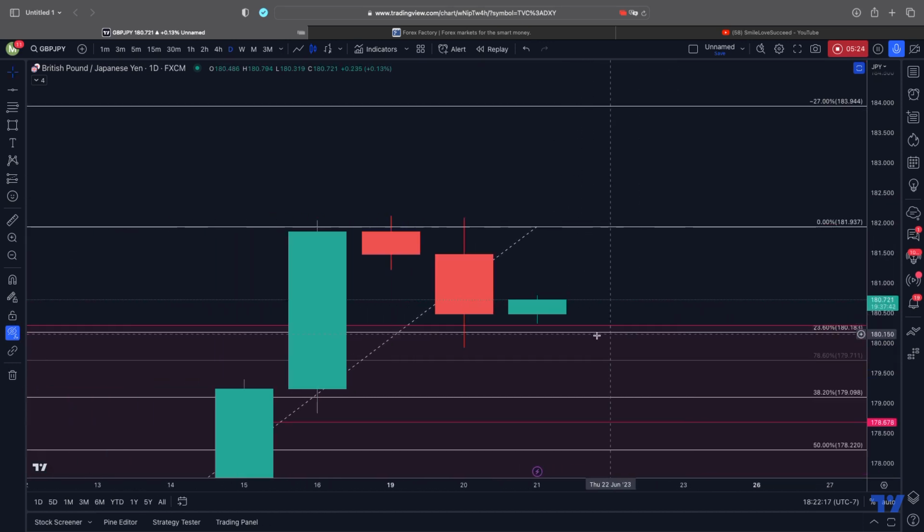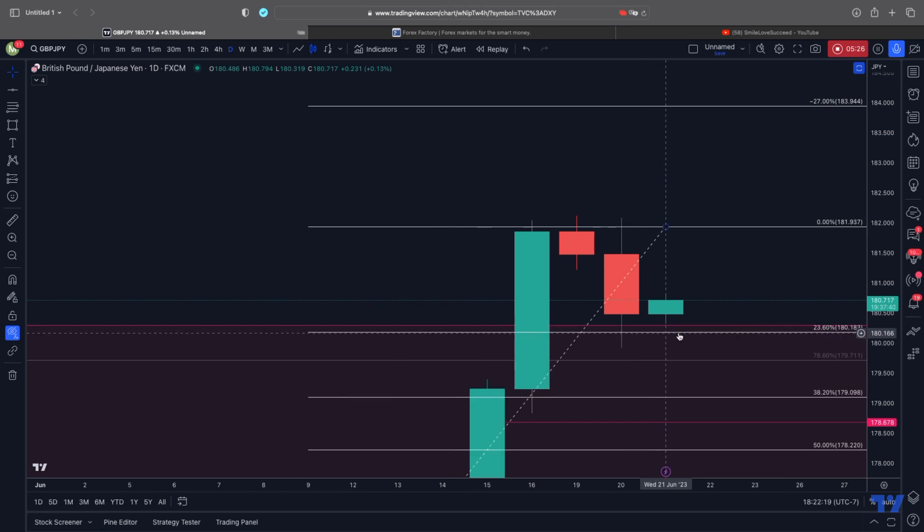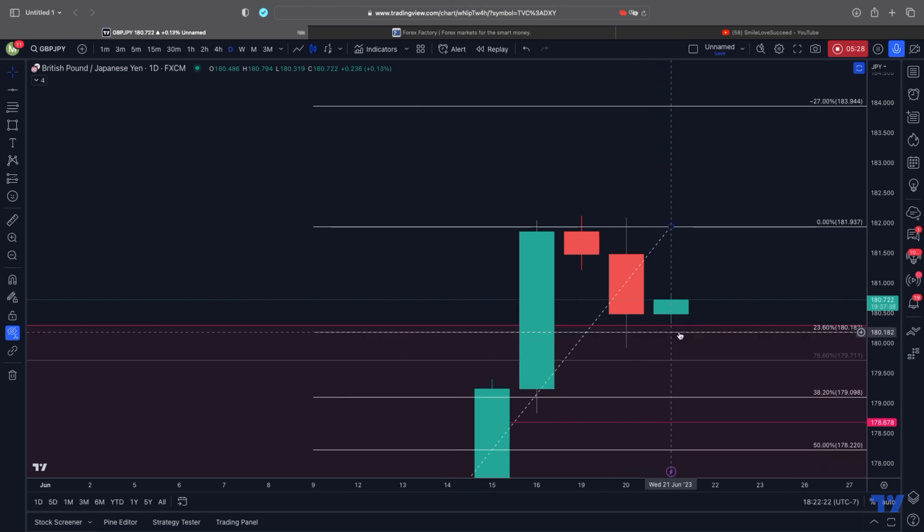And I see how we're respecting this 23.6%. If you know anything about Fibonacci, and as I mentioned in my last video, this is not a video for us to necessarily be learning about trading, but to overall do market analysis.